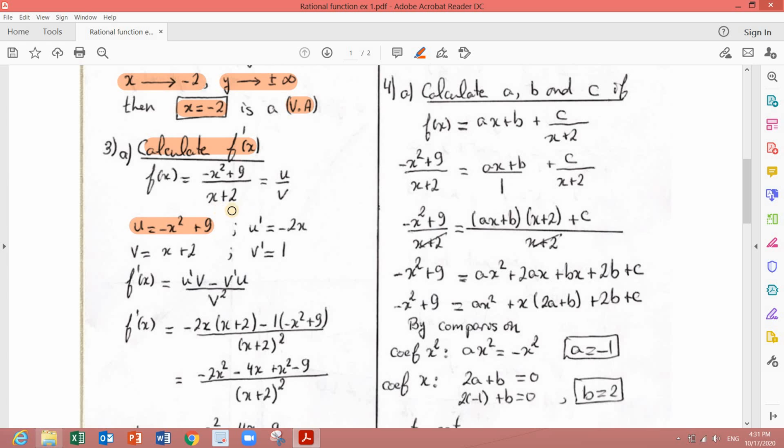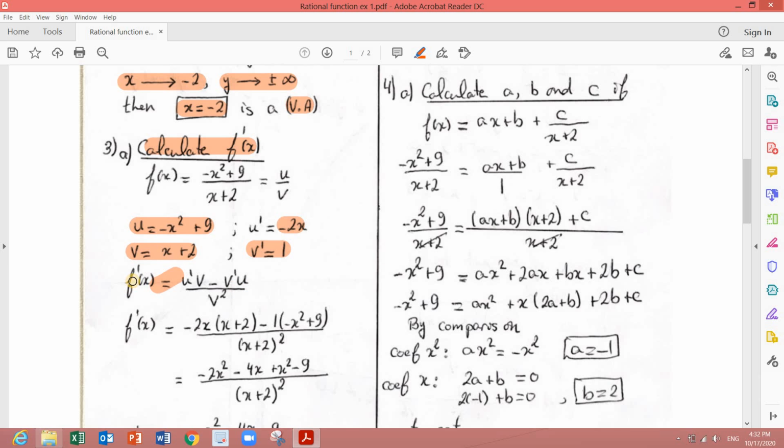The derivative of minus x squared is minus 2x. The power, we put the power down and we reduce the power by 1, minus 2x. And the derivative of 9, since 9 is a constant, is 0. v equals x plus 2, v prime equals 1. The derivative of x is 1, while the derivative of 2, a constant, is 0.